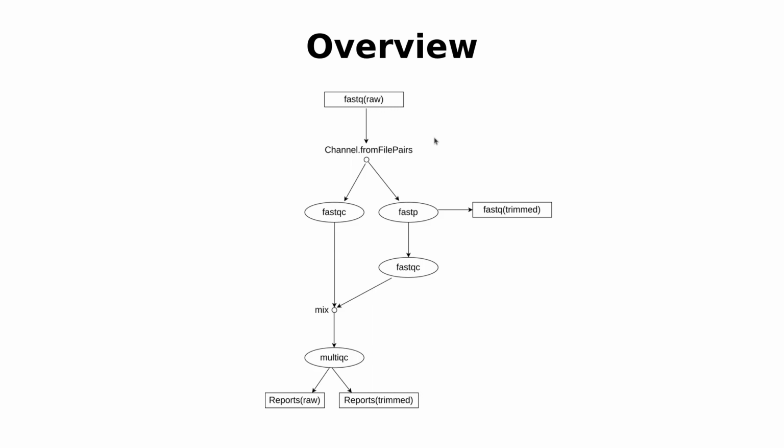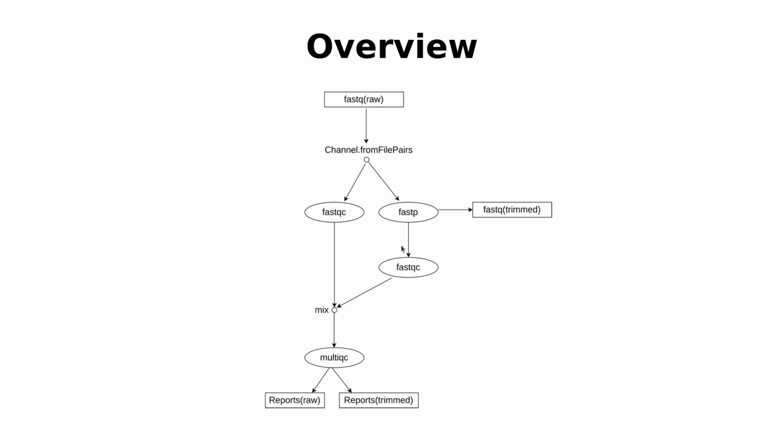Once we get the FASTQ files, these are going to be our raw reads. We are going to run fastqc on the raw reads and generate our report. We are also going to trim the FASTQ files using fastp, which is a tool for trimming. After trimming, we will generate our trimmed FASTQ files, which is great.